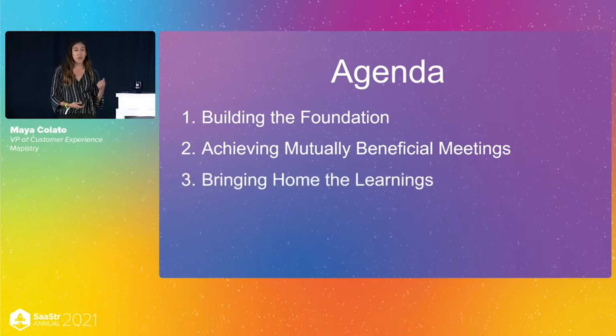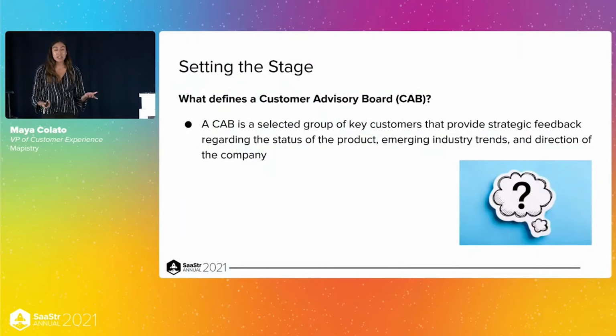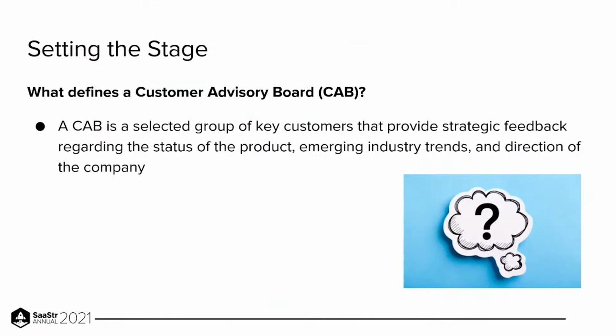So taking it back home, what value are we getting out of CABs and what lessons are we going to be adjusting for the years ahead? But first, I'm going to start off by answering the question, what is a customer advisory board, or CAB? For today, we're defining this as a group of selected key customers that are going to be providing strategic feedback on the direction of your product roadmap, emerging industry trends, and the general direction of the company.